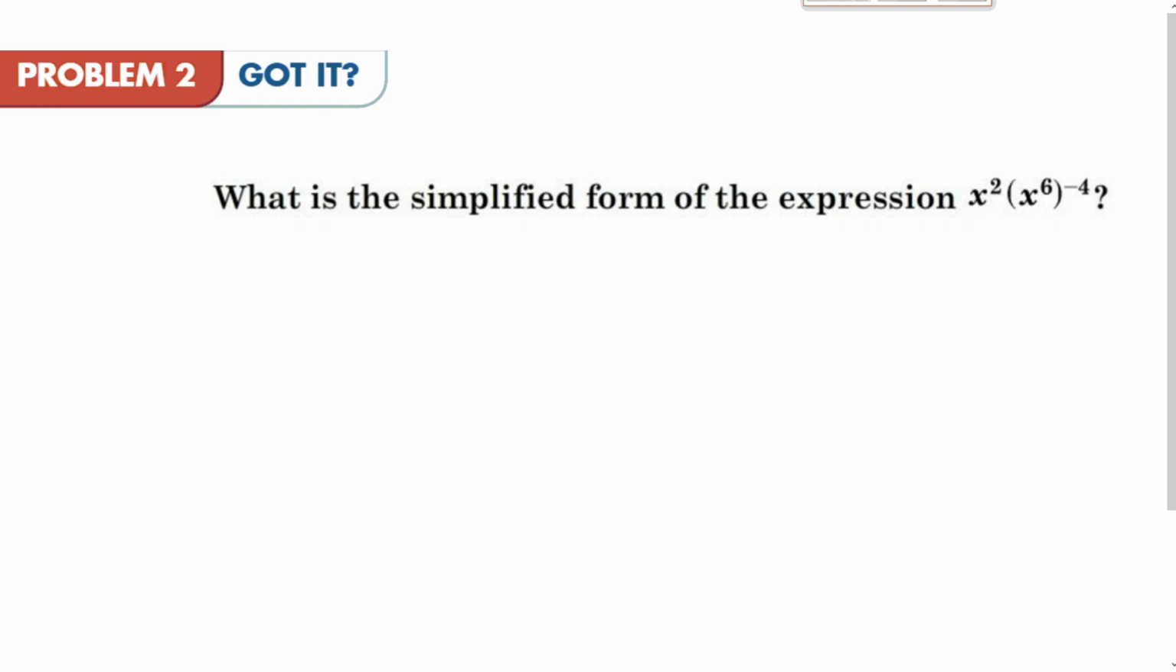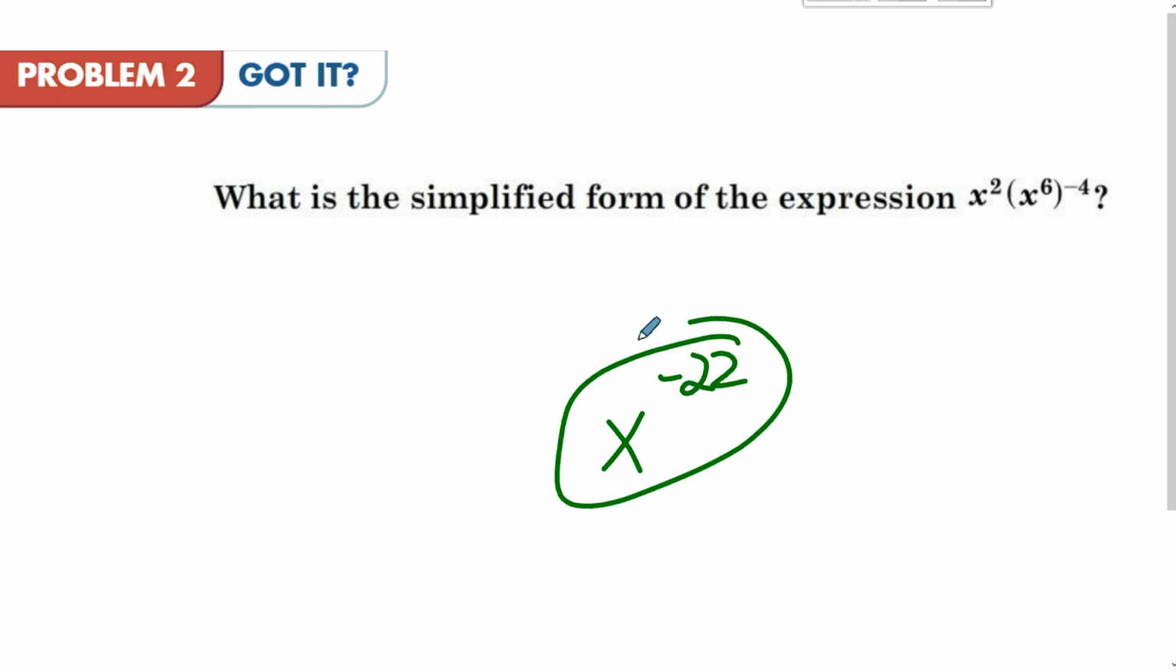Okay, so here's a good one to practice on your own. You can go ahead and do it on your own. And go ahead and pause the video and you can go ahead and do it. So this one's going to be x to the negative 22 would be the answer.